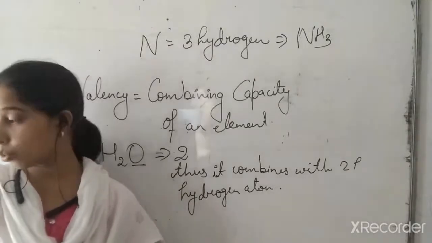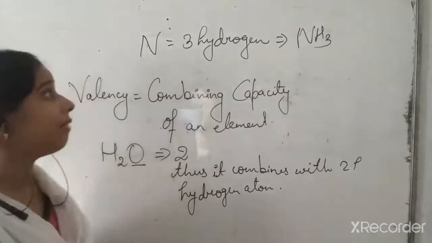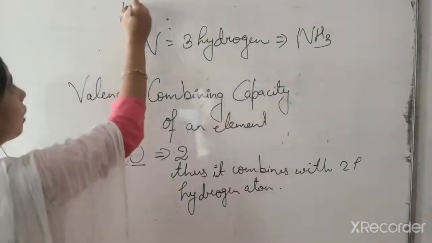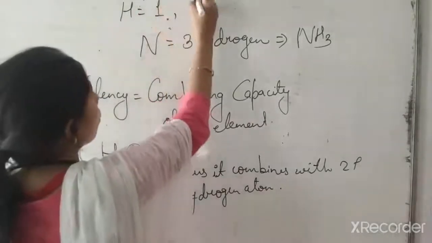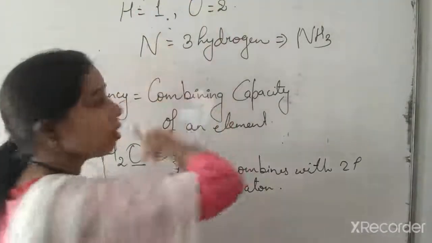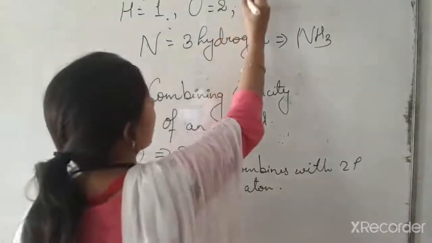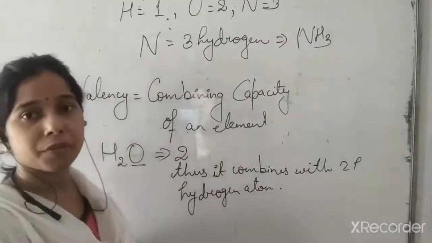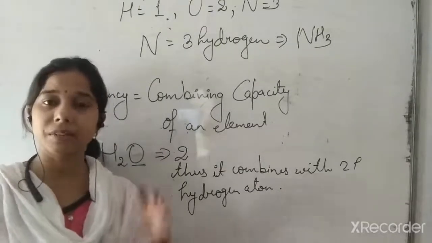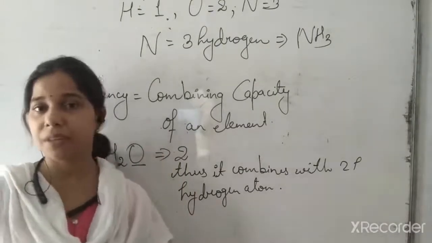So, students, we understand the valency of hydrogen is equal to 1. Valency of oxygen is equal to 2. Valency of nitrogen is equal to 3. Likewise, in the book the valencies of different elements are given.